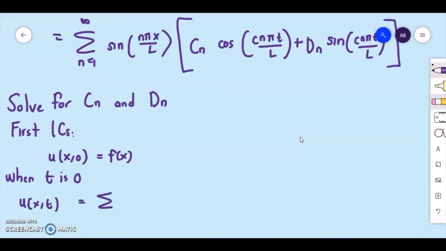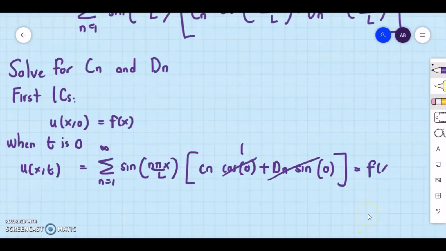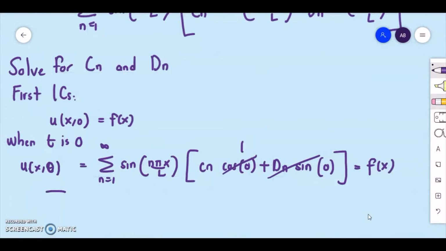u(x,t) equation. So we have the summation n equals 1 to infinity of sine(nπx/L) times c_n cos 0 plus d_n sine 0. Okay, sine 0 is 0, cos 0 is 1, and this equals f(x). By right, because my t is 0, I should write this as 0. That gives me the summation n equals 1 to infinity of c_n sine(nπx/L) equals f(x).